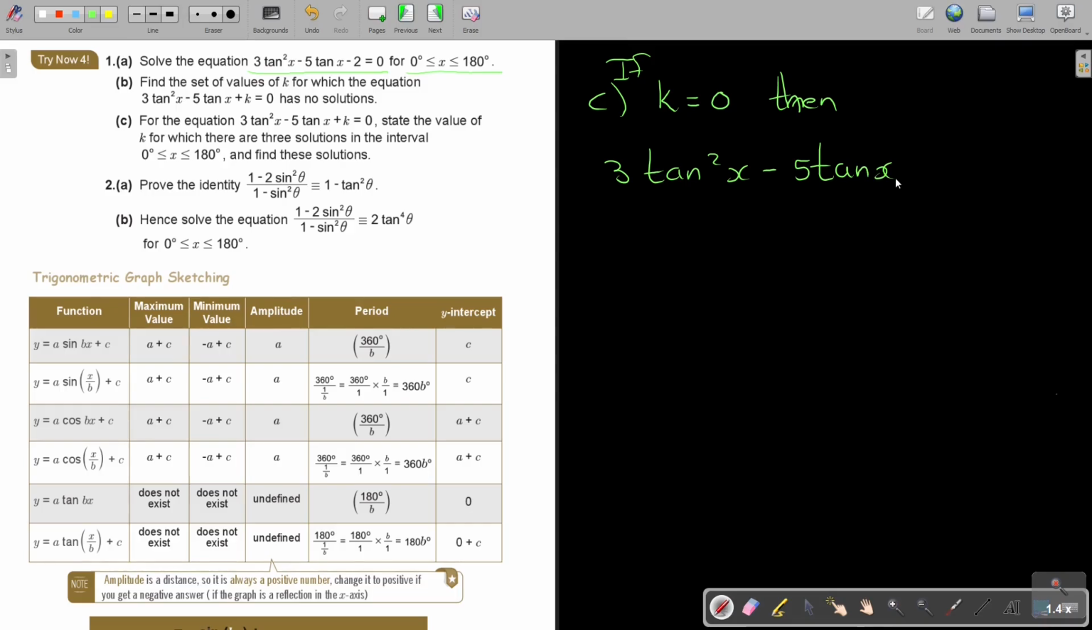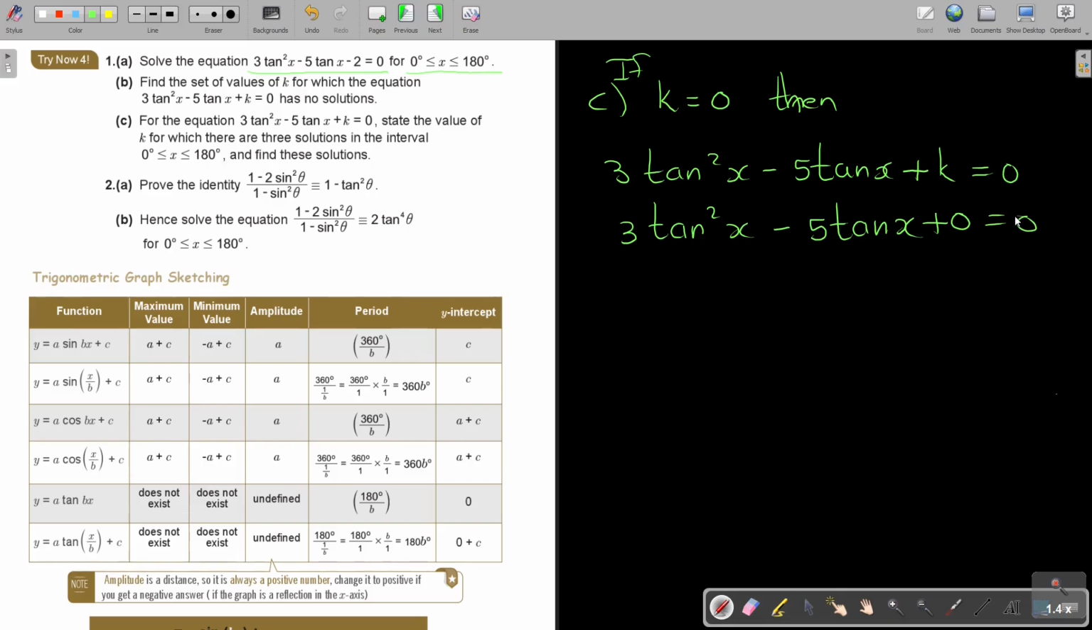Tan x plus k, let's just see. If I make k 0, then it's going to be 3 tan square x minus 5 tan x plus 0 equals 0. And this is what I want, I want just to end with this.